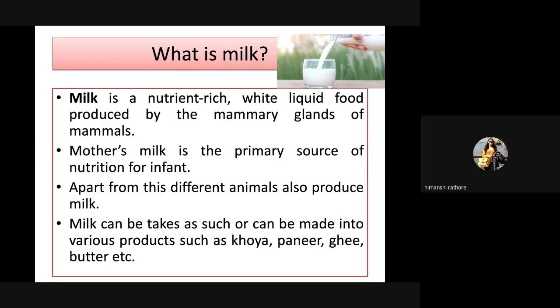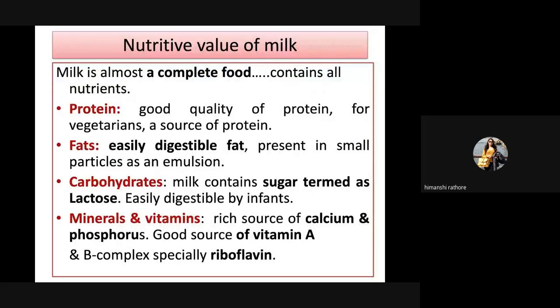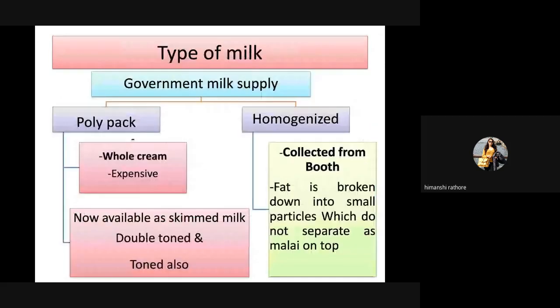Then apart from mother's milk, we have different animal milk like cow milk, buffalo milk, goat milk, camel milk, and how the milk is providing you all nutrients. It is a complete food that provides you protein, fat, carbohydrate, and minerals. And there are many types of milk which the government is supplying you in the form of polypack, and loose milk is also being distributed with the help of various booths.